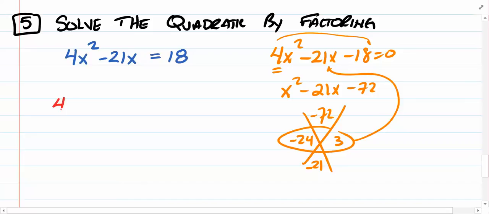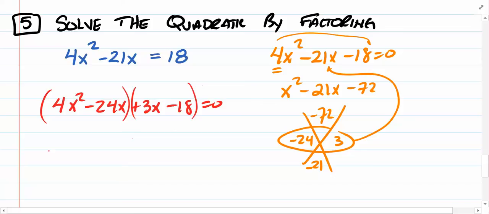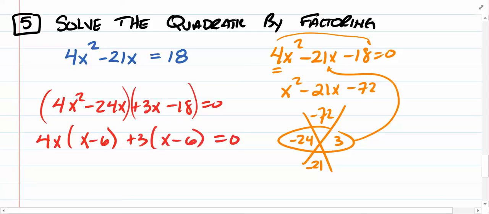So I'm going to have this. I'm going to have 4x squared minus 24x plus 3x minus 18 equals 0. And we're going to go ahead and factor by grouping then. And this is going to give me 4x, which is going to be x minus 6, and then a positive 3, which gives me x minus 6, and all that's still equal to 0. So therefore, I see that 4x plus 3 times x minus 6 is all now equal to 0.